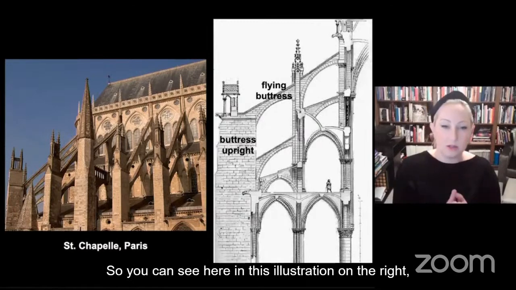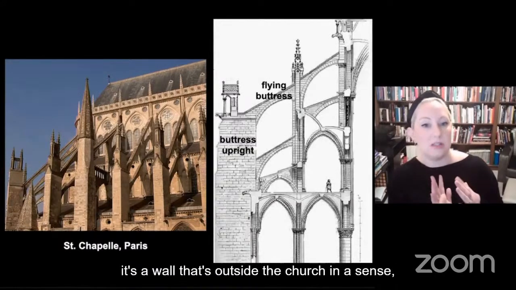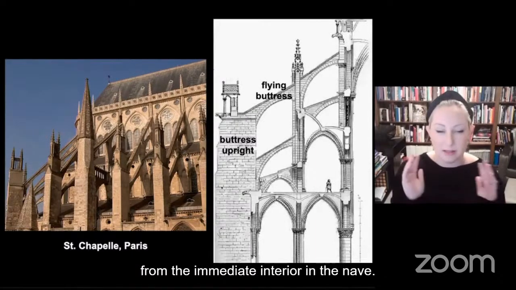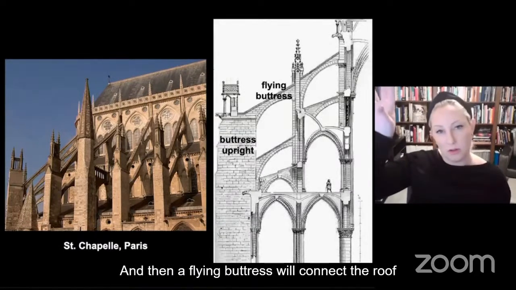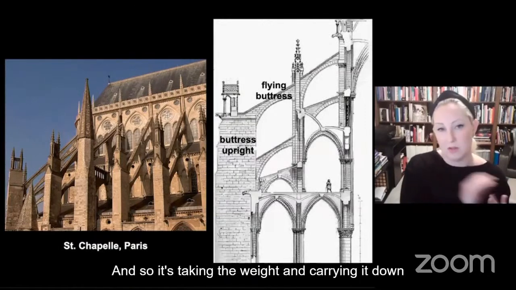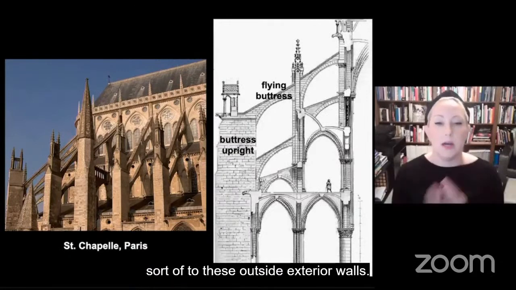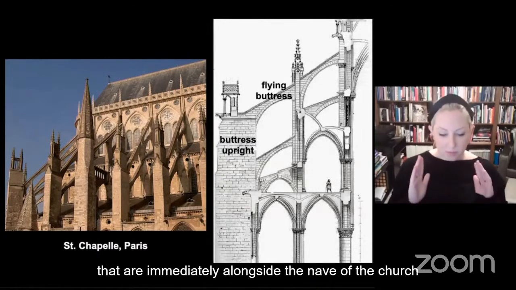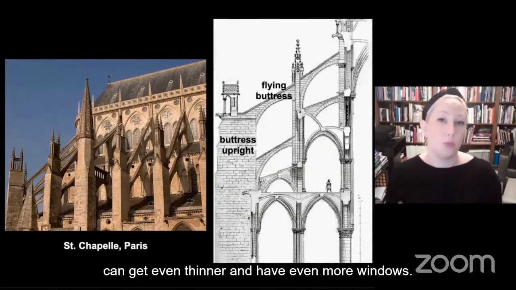So you can see here in this illustration on the right, the buttress is a sort of wall that's not the wall you see when you're standing inside the church. It's a wall that's outside the church, in a sense, from the immediate interior in the nave. And then a flying buttress will connect the roof over to that upright. And so it's taking the weight and carrying it down to these outside exterior walls. And that means that the interior walls that are immediately alongside the nave of the church can get even thinner and have even more windows.